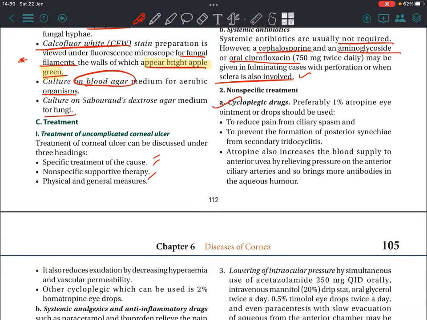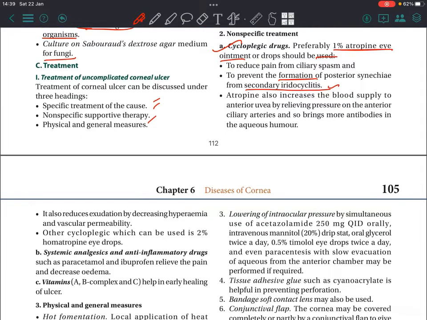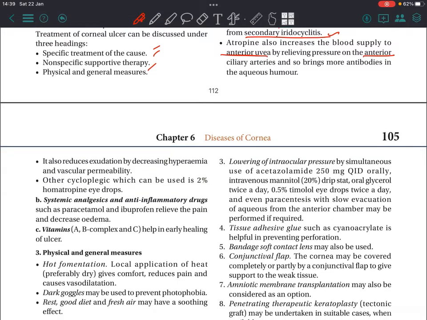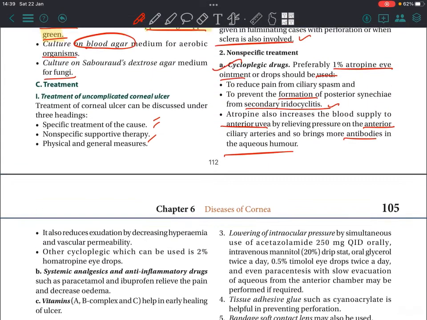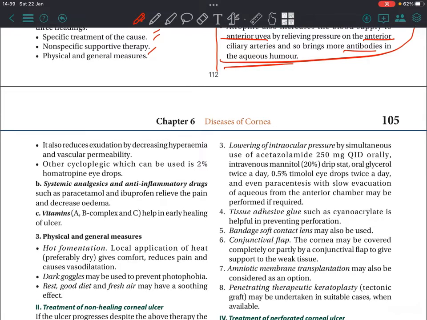Non-specific treatment. Cycloplegic drugs, preferably 1% atropine eye ointment or drops, should be used to reduce pain from ciliary spasm and to prevent formation of posterior synechiae from secondary iridocyclitis. Atropine also increases the blood supply to the anterior uvea by relieving pressure on anterior ciliary arteries, which brings more antibodies into the aqueous humor. It also reduces exudation by decreasing hyperemia.